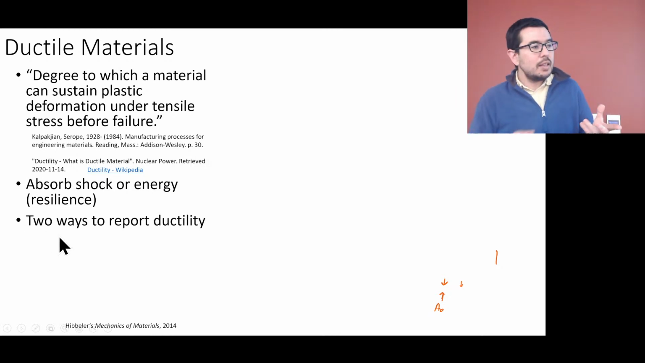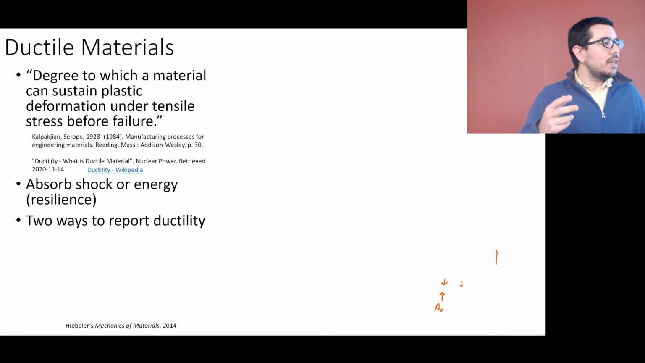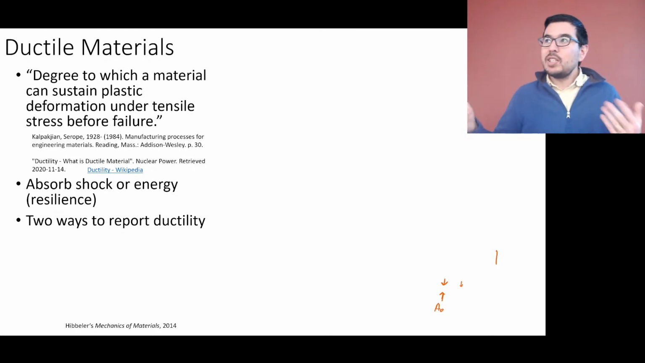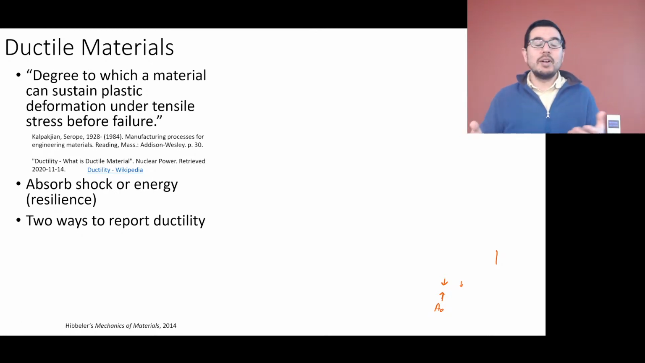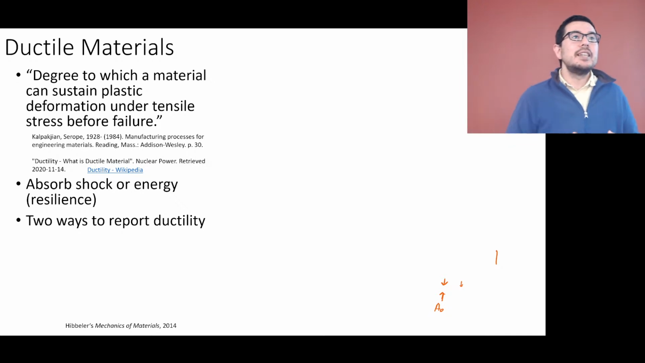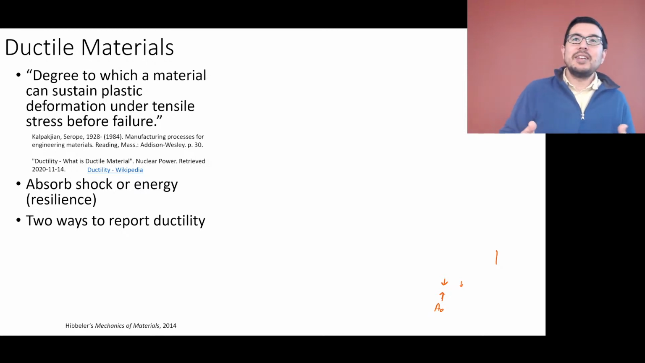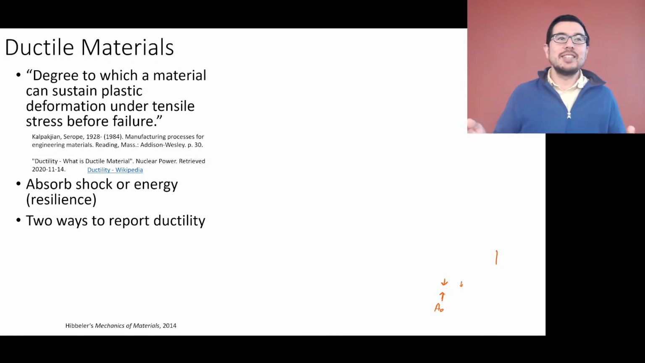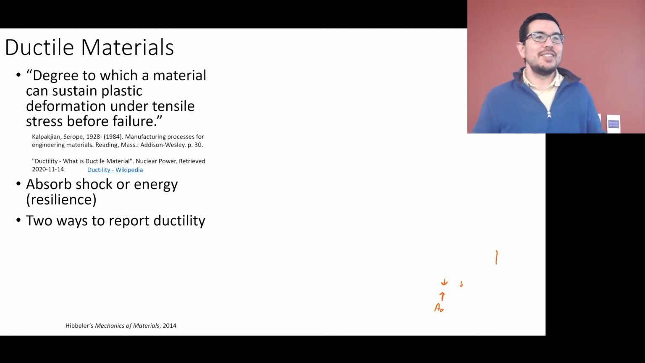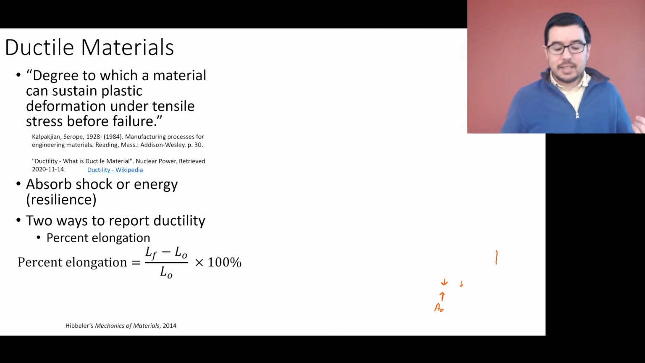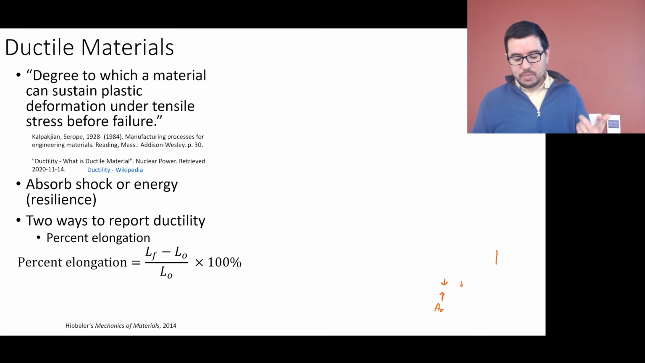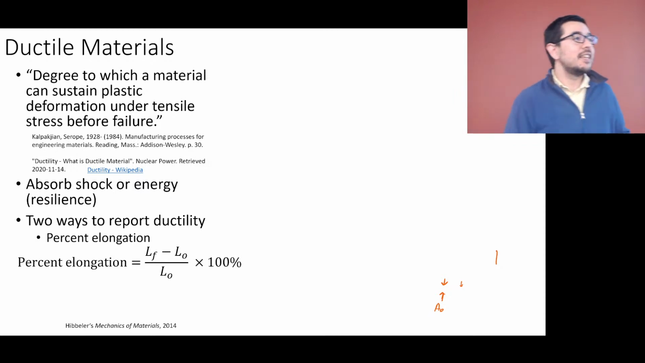Now, in the engineering world, there are kind of two ways to report ductility, and I think the engineering community kind of agrees that these are not the best ways to do it, but these are ways to do it, okay? And one is to think about what is the percent elongation. Yes?